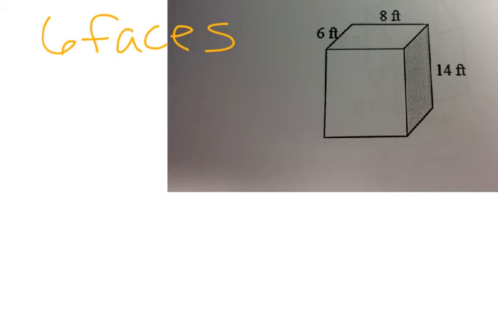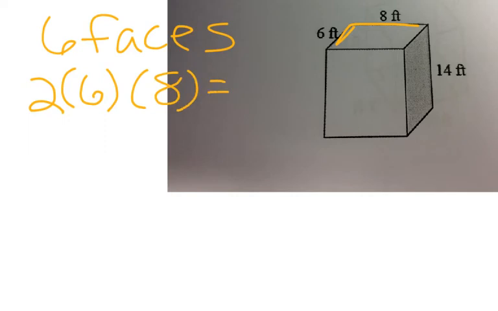So if we look at the top face here, this is 6 by 8, and that would be the same as the bottom. So we're going to take it by 2. So 2 times 6 times 8, and that gives us 96.